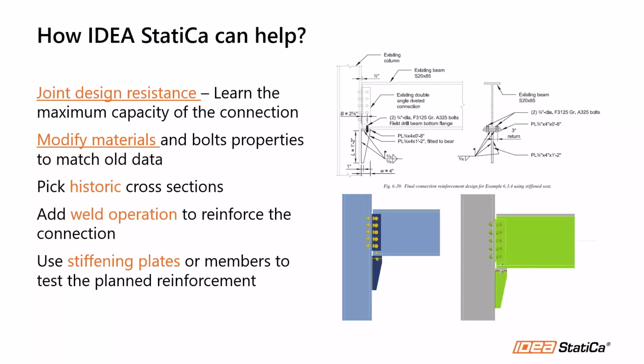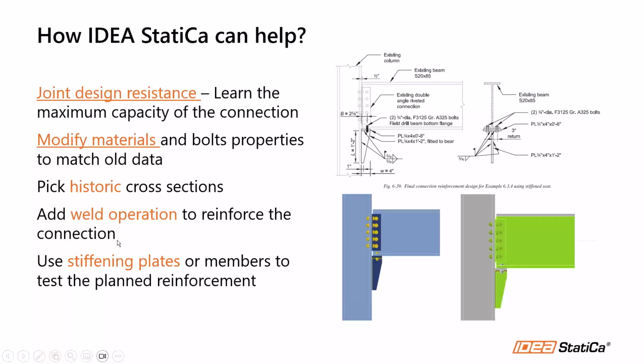But first, to model the original design, you can modify materials and bolt properties to match the old material. You can also pick historic cross sections. Like in this example that I am showing, it's using an S20 by 85. So IDEA StatiCa has some of the old cross sections, right?